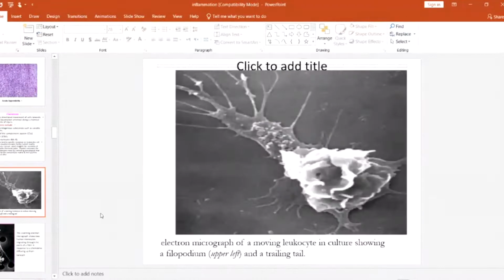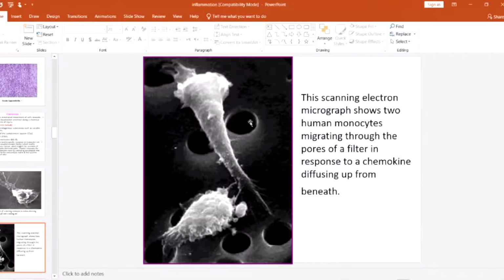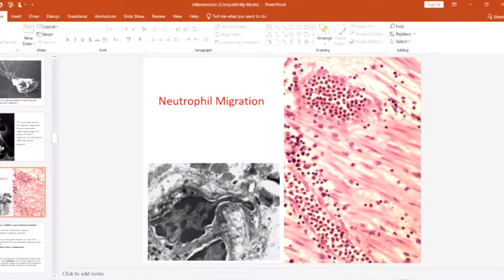Now, this is the white BC by electron microscope, and these are the pseudopods, cytoplasmic extensions. Another picture. Here is the white BC movement. This is the pseudopod, and it is more clear here. This is the white BC, and this is the cytoplasmic extension, which is the pseudopod. Now, this is the blood vessel, and these are the white BC movement by chemotactic movement, or we call it the process chemotaxis, to the site of a stimulus.